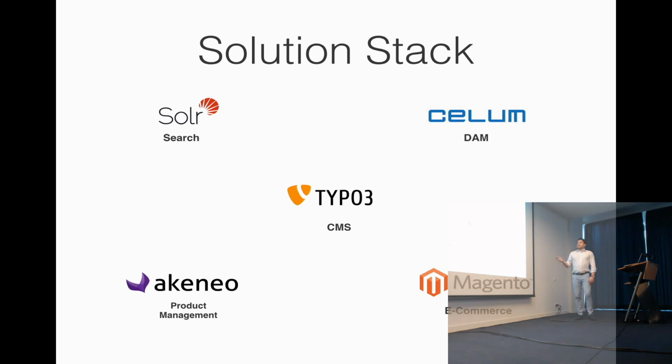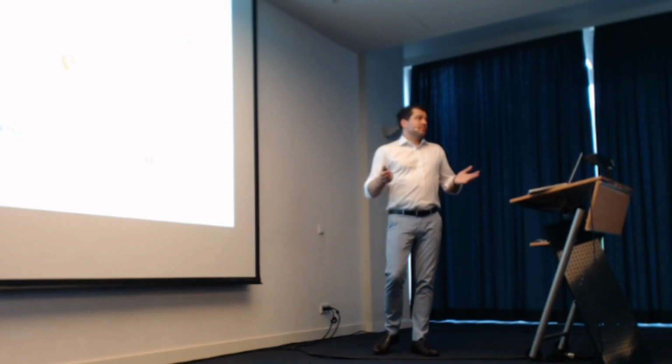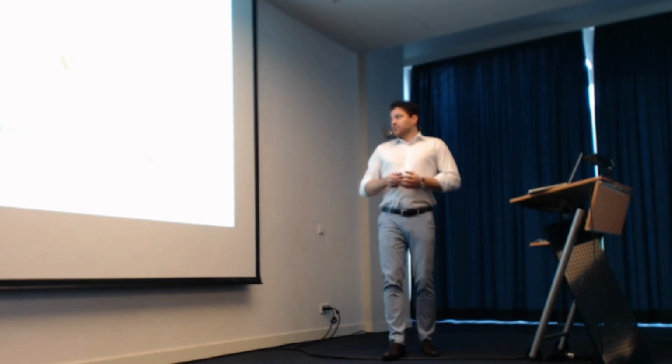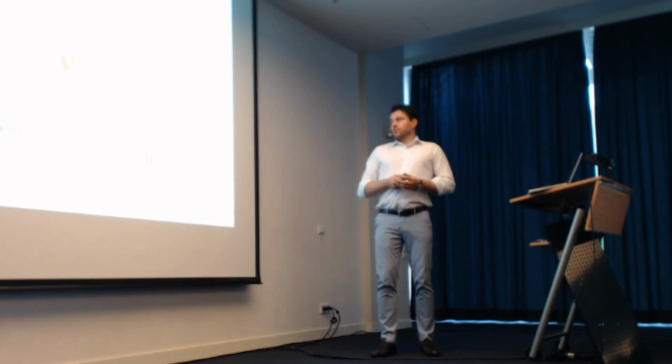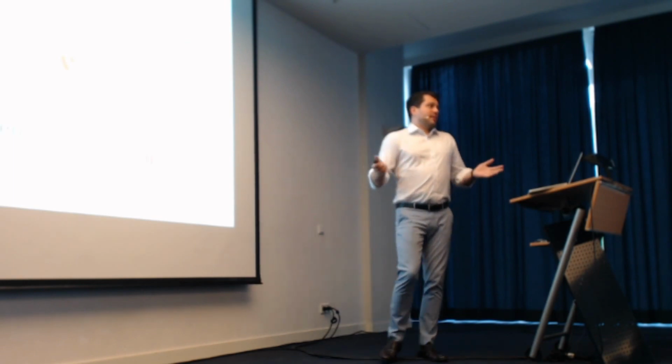So we end up with, for example, this more future vision, because the project is still running and it's not ready yet. Solutions could look like this: Typo3 is running as a CMS. We have, for example, a digital asset management system like Cellum. We have Magento or Shopware or another e-commerce shop running, because Typo3 is not covering our e-commerce requirements. And for product management, for example, we have Akeneo.